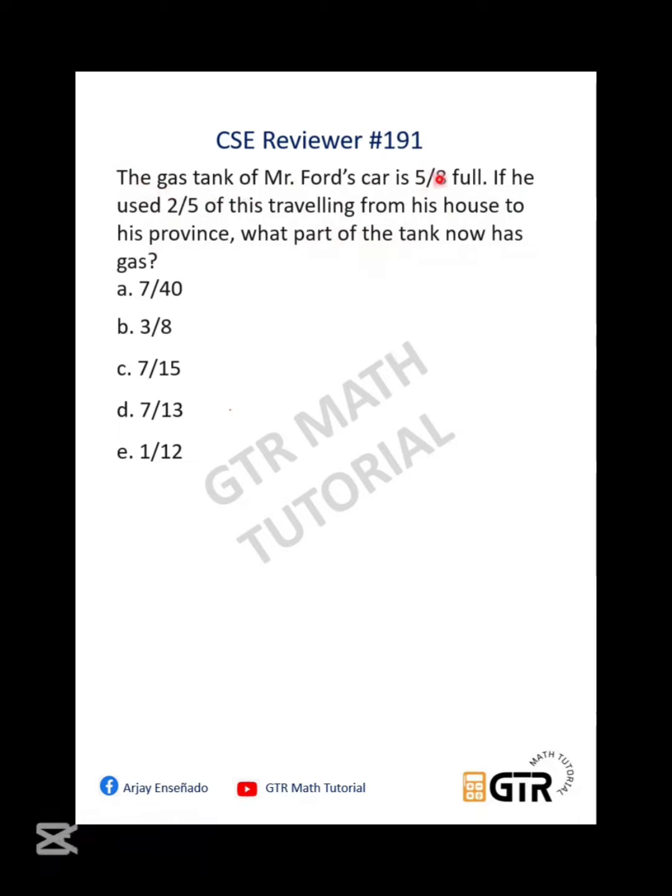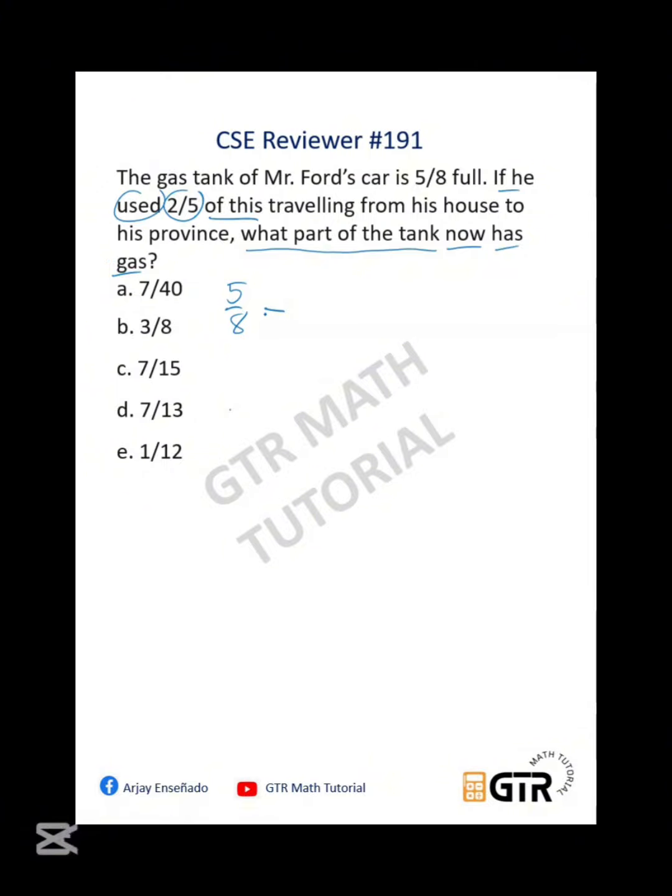The gas tank of Mr. Ford's car is 5/8 full. So 5/8 full. If he used 2/5 of this, that means we will multiply 2/5 to 5/8. And then we will subtract because he used 2/5 of this. And the question is, what part of the tank now has gas?